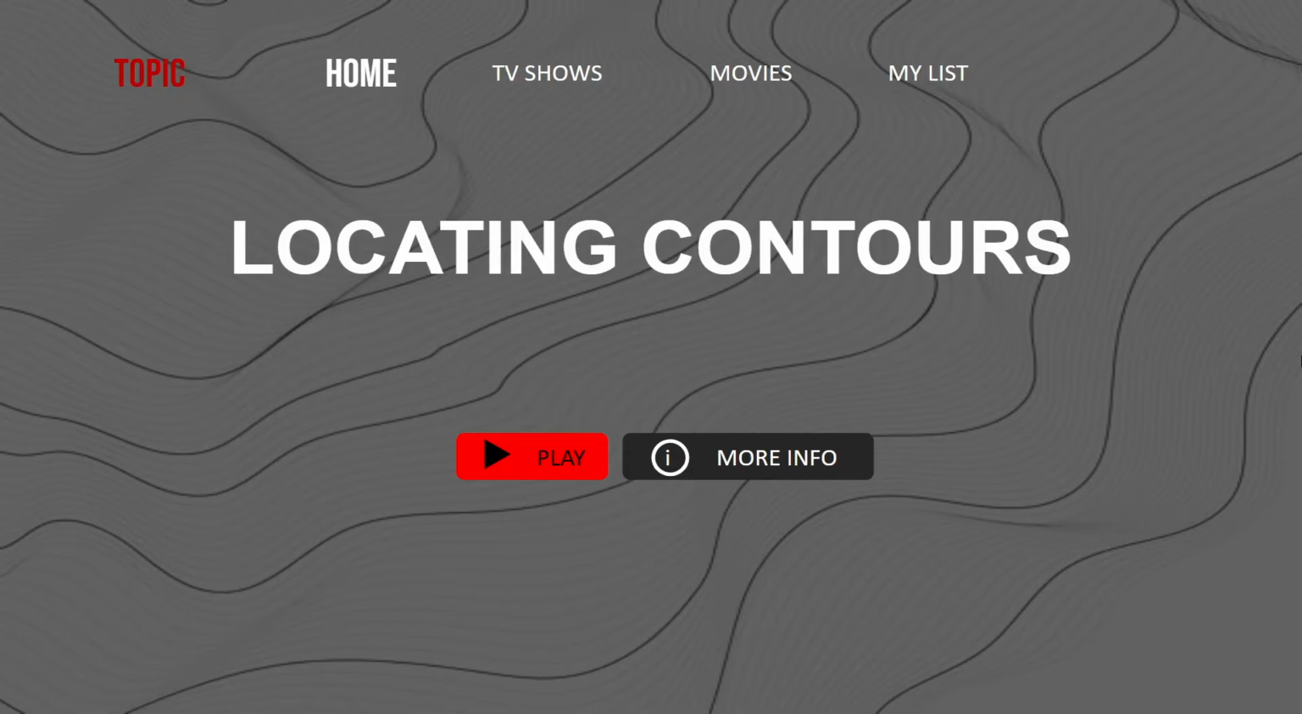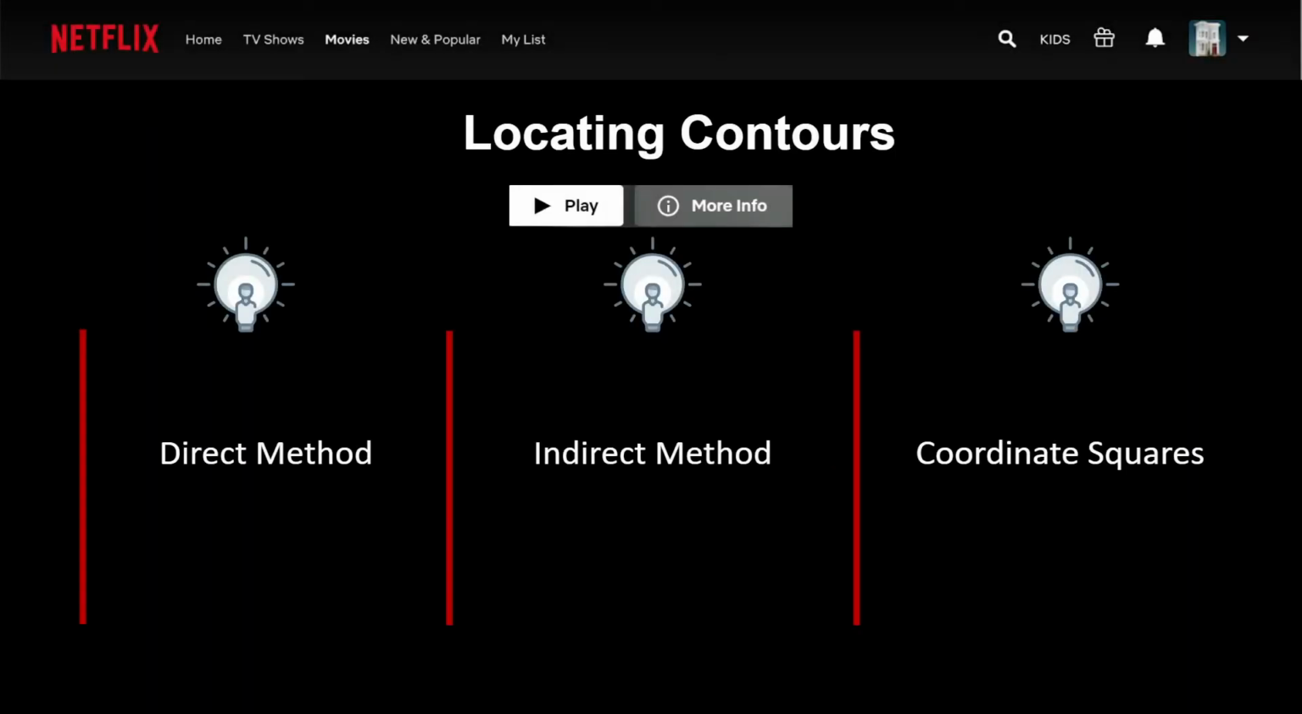Locating contours. Next slide, please. Here are a few methods of locating contours. Next slide, please.